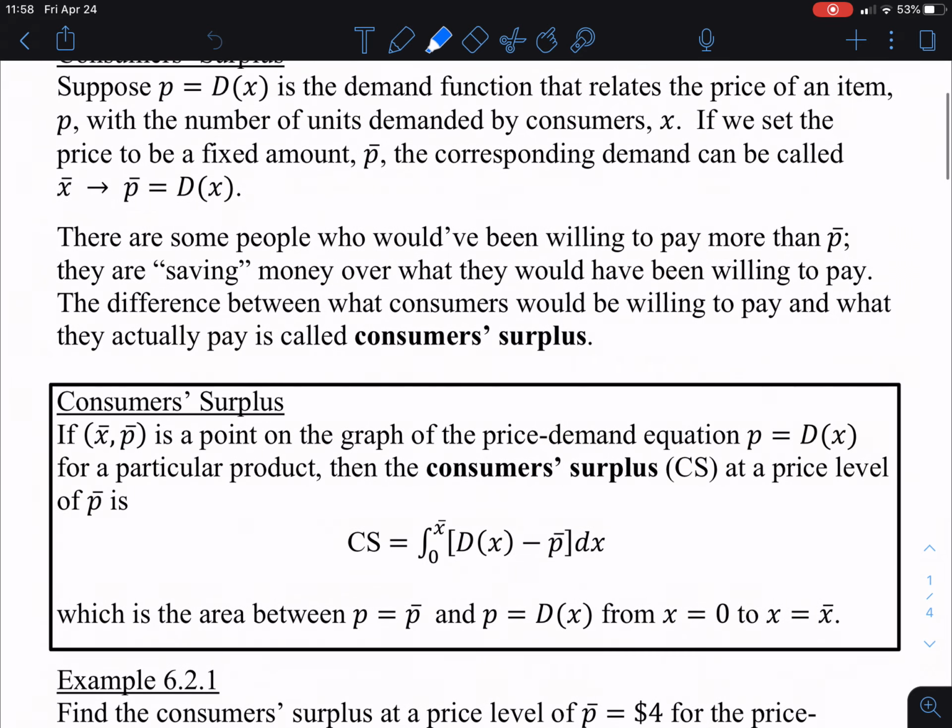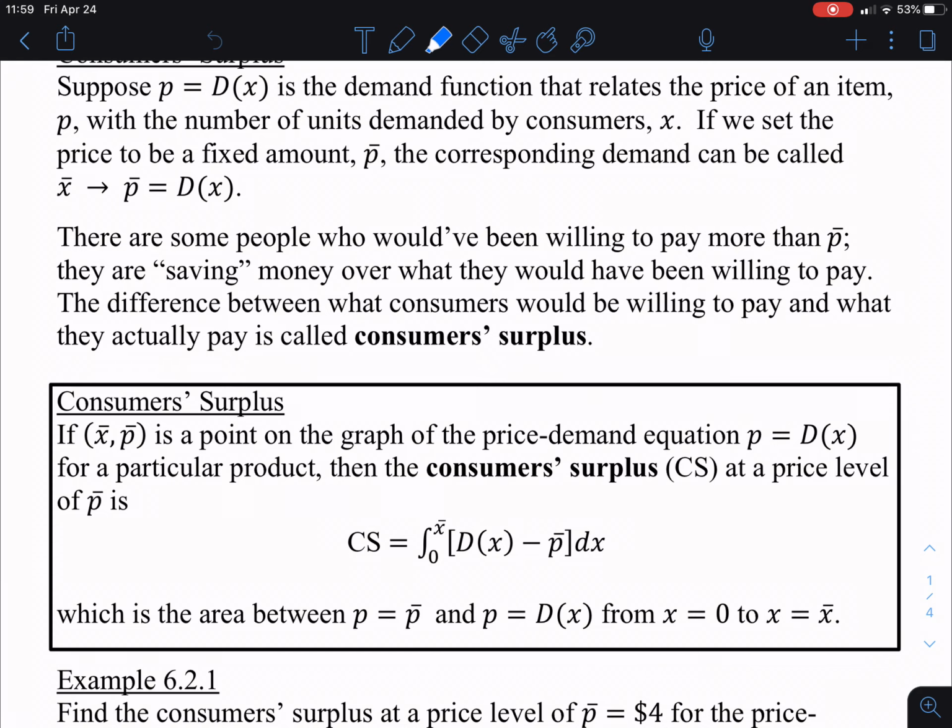And here we talk a little bit about the consumer surplus. So if we have X bar and P bar being a point on the graph of the price demand equation, remember that X bar is the amount that people are willing to buy at a price P bar. The consumer's surplus at that particular price P bar is given by the definite integral from 0 to X bar of the demand equation minus P bar, minus your fixed cost, dx.